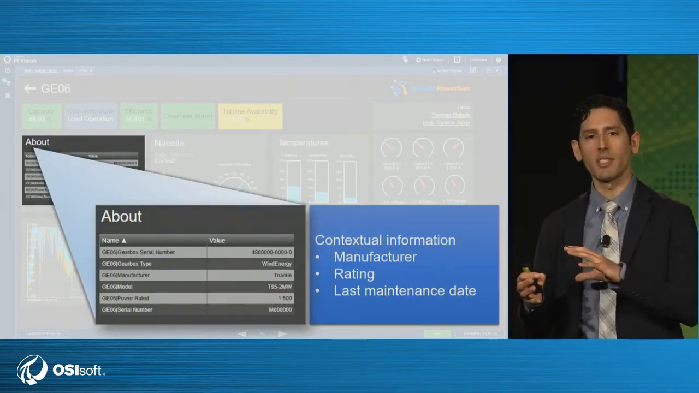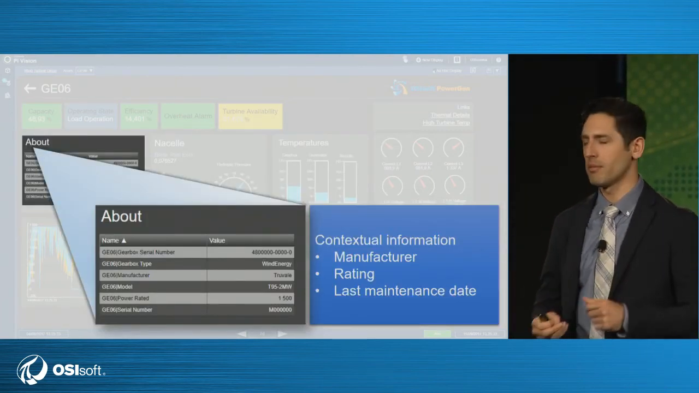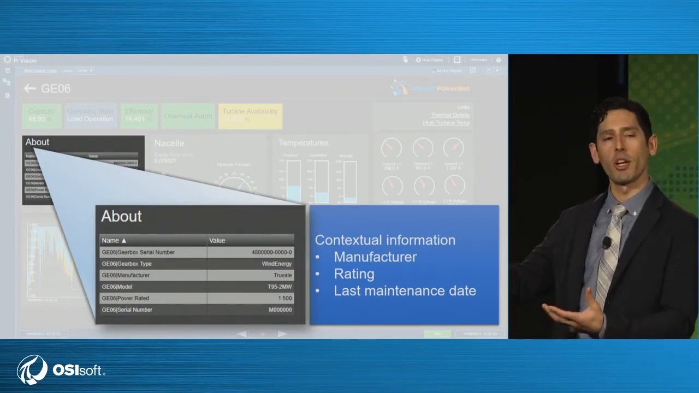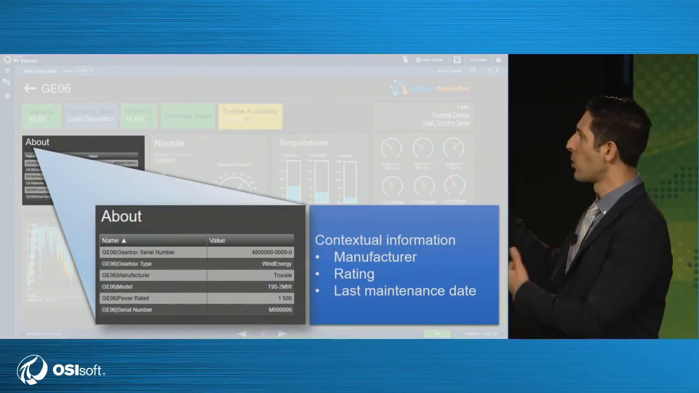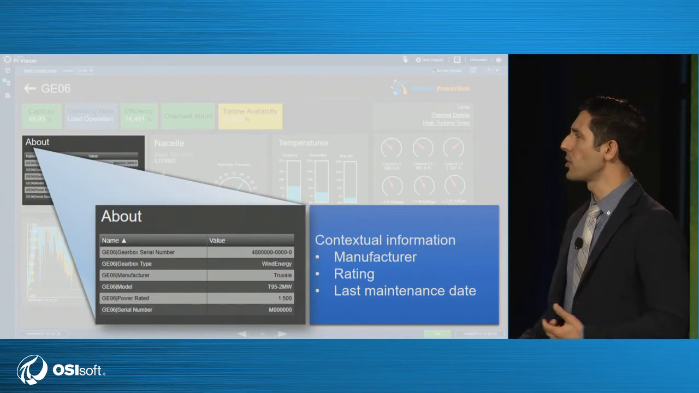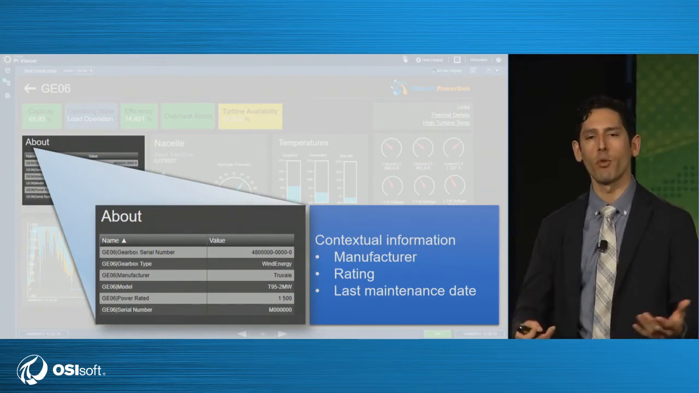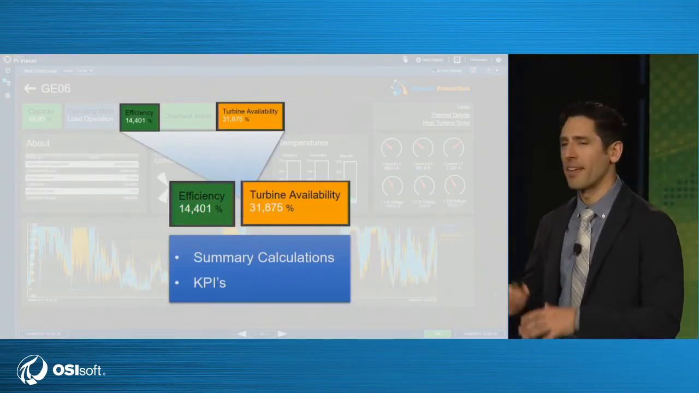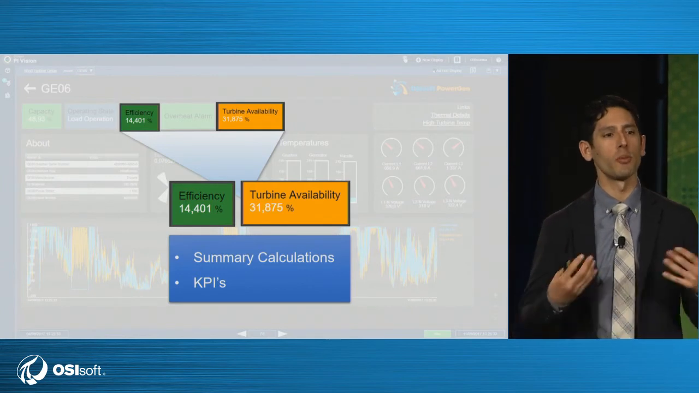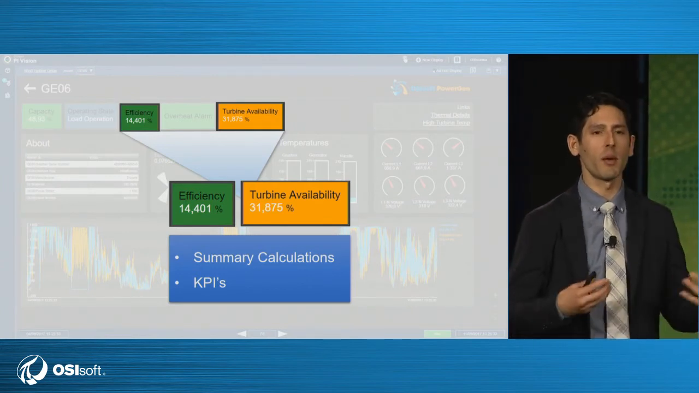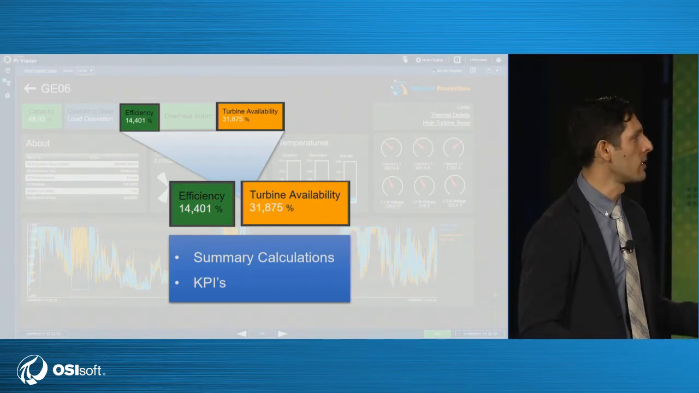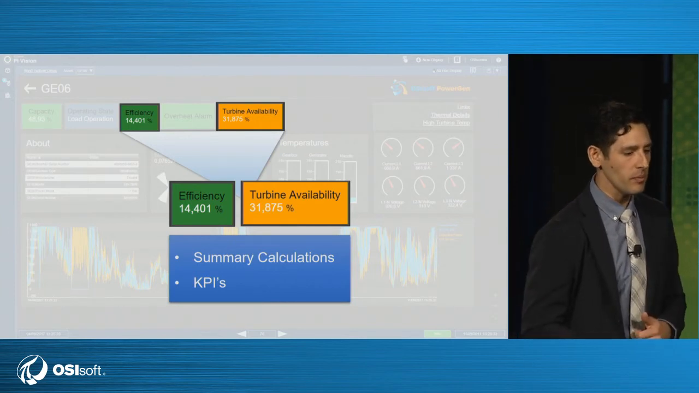Right here in this About section, we have some contextual information. And I forgot to mention, this is a dashboard for monitoring the health of a wind turbine. So right here, we're saying, okay, what's the serial number of the turbine? Who manufactured it? What's it rated for? At the top, we have some calculations that are also performed in the Pi system, giving us a summary of how efficiently the turbine is running, how often it has been available.